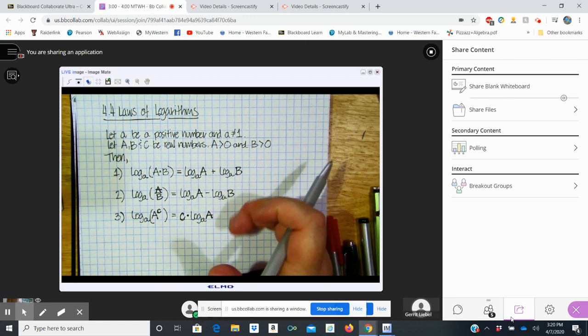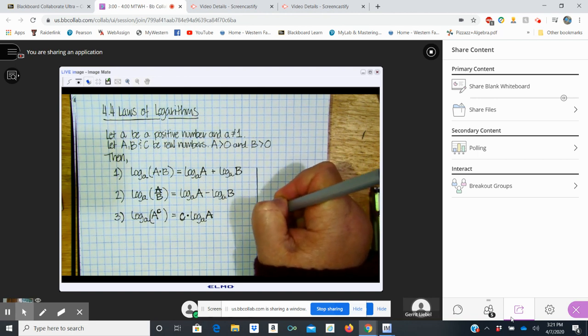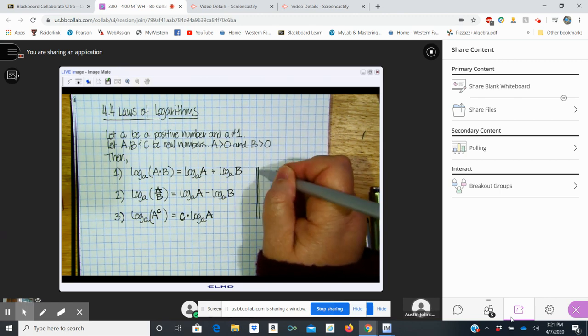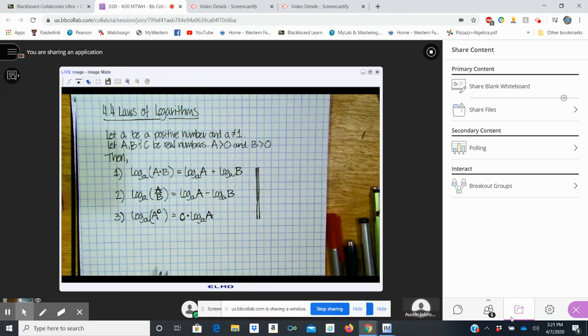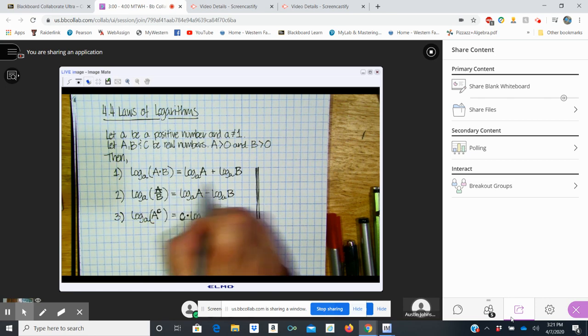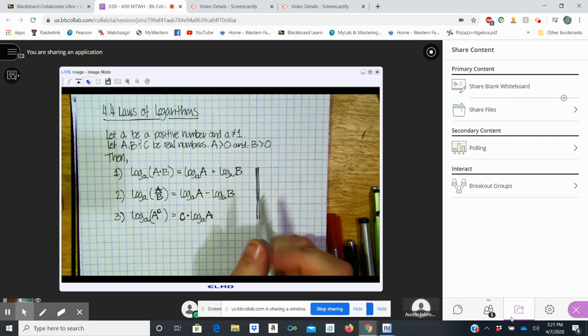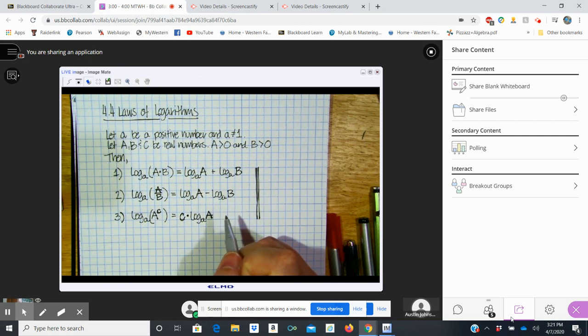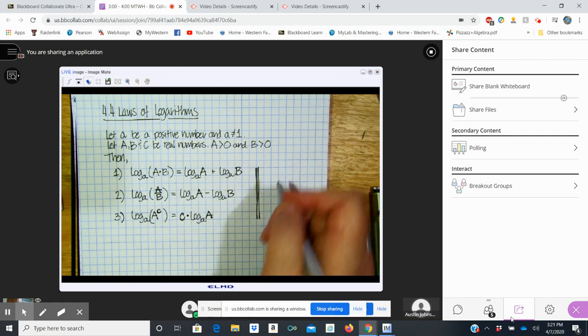Now, are these 3 laws, in particular the first 2 laws, ringing any bells for you? With what? Do you remember, Austin? Sure. How is it ringing a bell? Do you know with what? Oh, okay. All right.